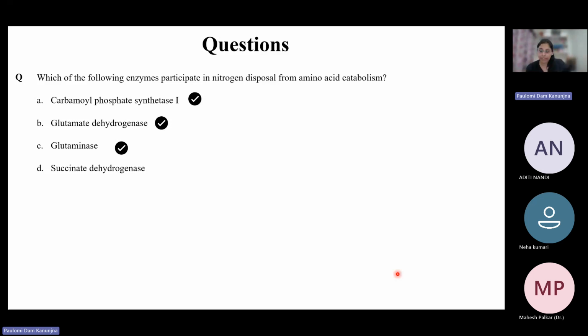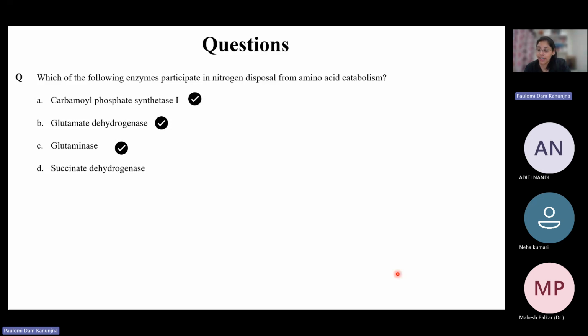Glutamate dehydrogenase, as we have just discussed, is part of oxidative deamination of glutamate to give back the ammonia. Third, glutaminase. If you remember glutamine, that was how the toxic ammonia was transported in blood, by converting ammonium to glutamine. When this glutamine comes to the liver, it gets converted to glutamate, and that is because of glutaminase. So glutaminase is also part of amino acid catabolism.